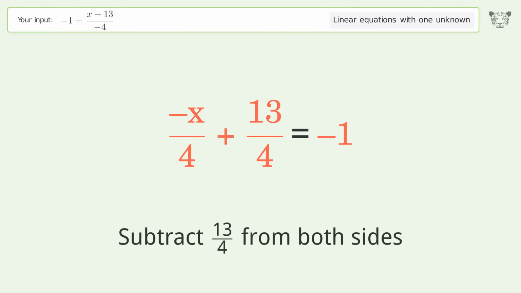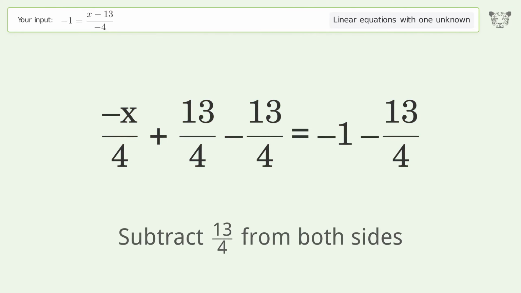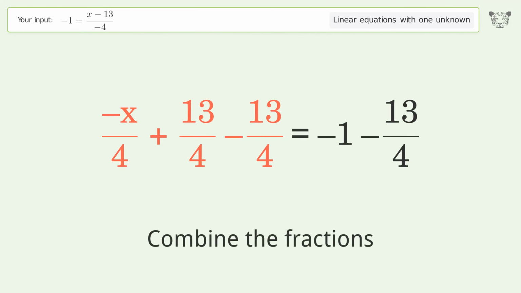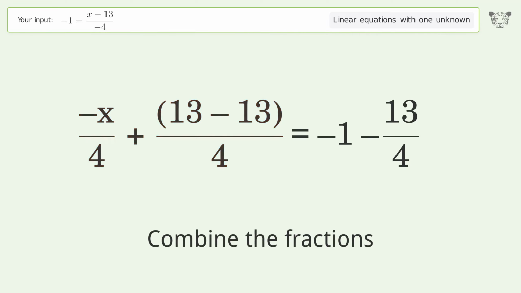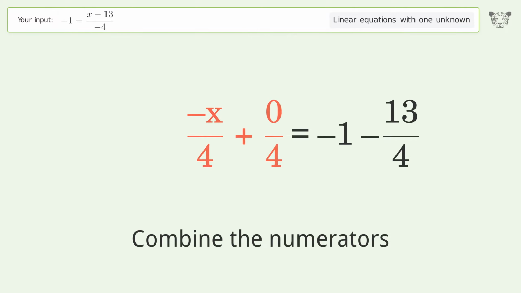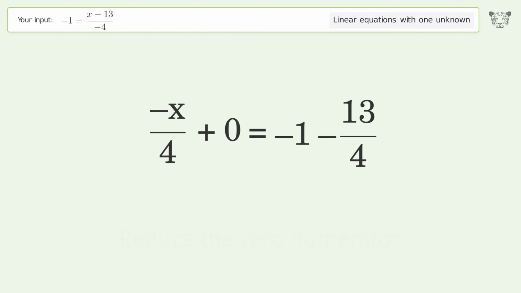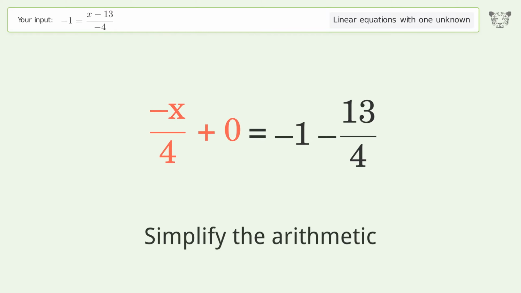Subtract 13 over 4 from both sides. Combine the fractions. Combine the numerators. Reduce the zero numerator. Simplify the arithmetic.